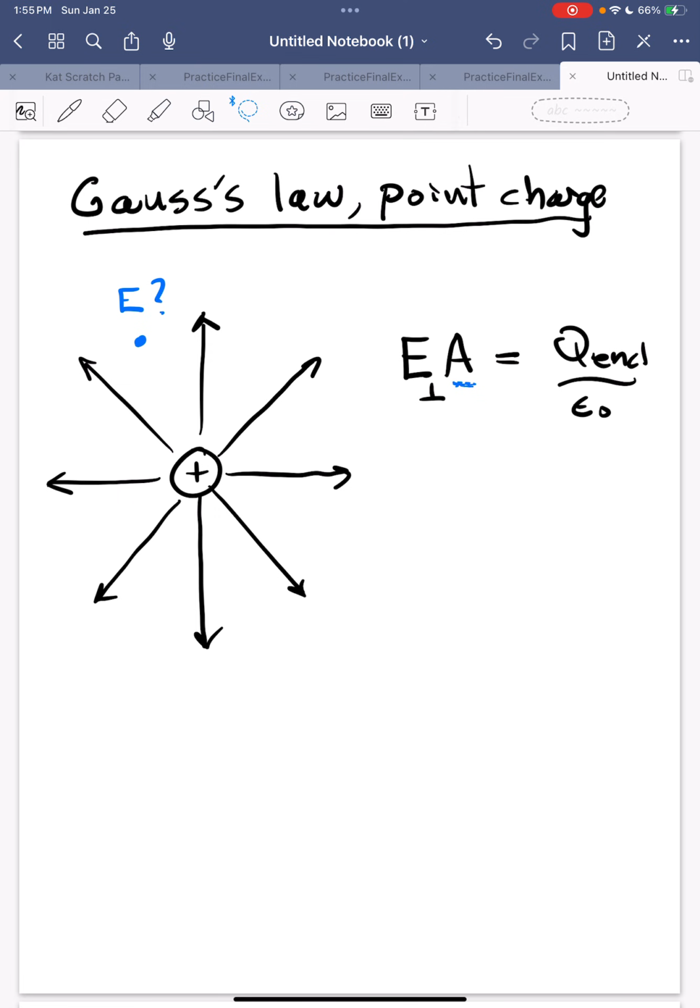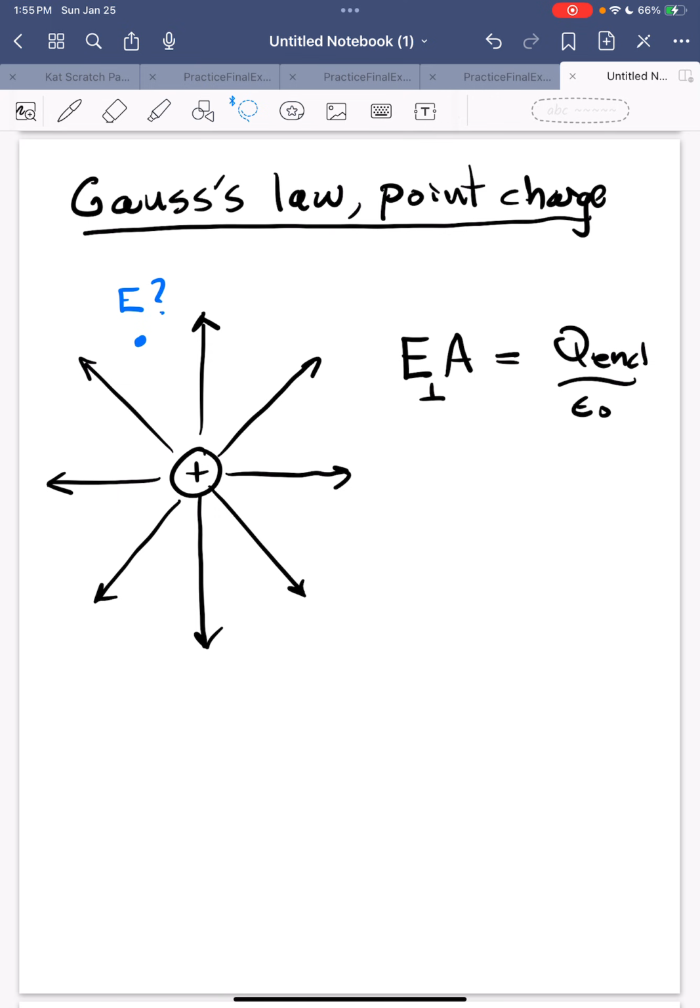Well, what is E perpendicular, this little sign here, and then what is A? What we're going to do is pick some kind of surface, and we're going to put it around our point charge. And we're going to do it in such a way that when I pick that surface, each one of these field lines is going to intersect the surface at a 90-degree angle. I'll show you more about that in a minute. But let's go back and just figure out what these field lines are.